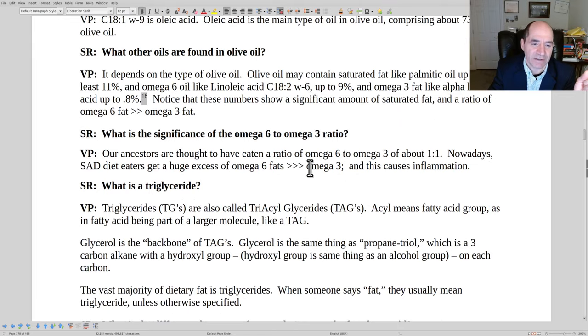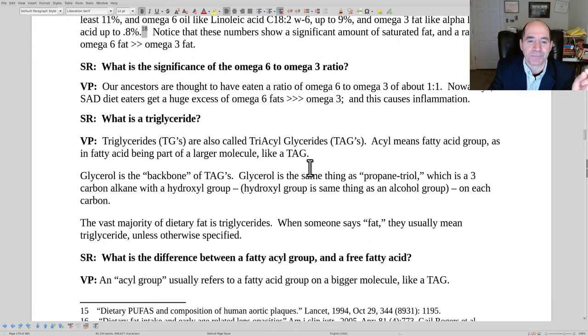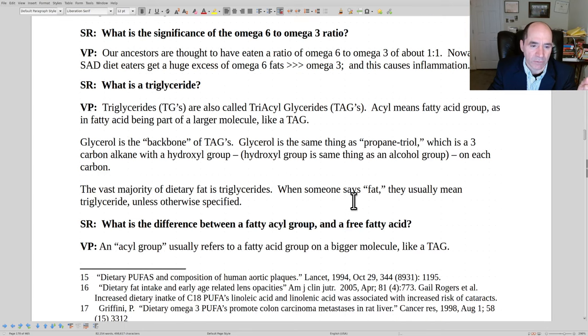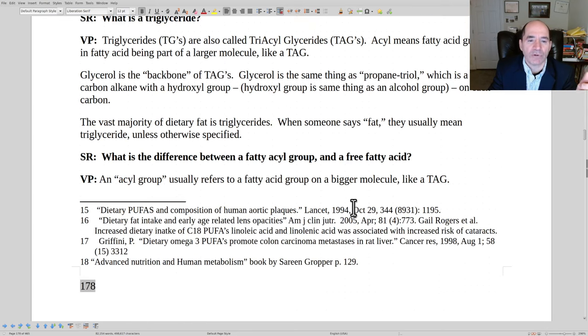So this is a big text segment of the book. A triglyceride is just three fatty acids bound to a glycerol molecule, and that'll be abbreviated TAG. That's worth knowing because sometimes there'll only be two fatty acids attached to the glycerol, and that will be a DAG, as in diacylglycerol. Acyl just means fatty acid for our purposes. Glycerol is the backbone, three carbons, kind of like propane triol, a three carbon alkane with three alcohol groups on it. Most of the fat that we eat is in the form of triglycerides.